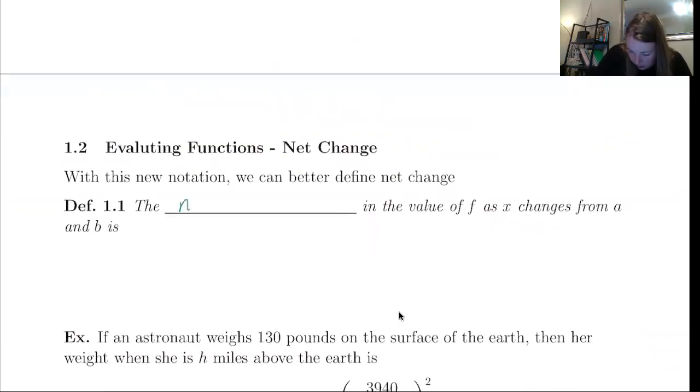So the net change in the value of f of x as x changes from A to B is, remember, the output of the last one minus the output of the smaller input, excuse me. If we're going from A to B, we kind of assume we're going from small to big. You don't really talk about net change decreasing, in a sense.